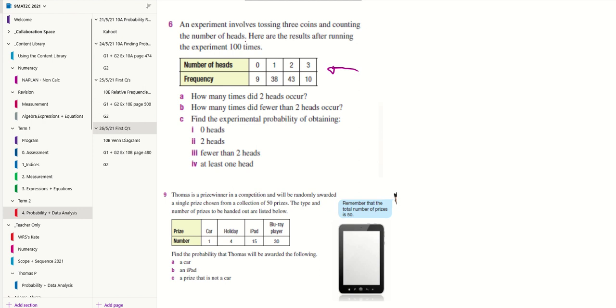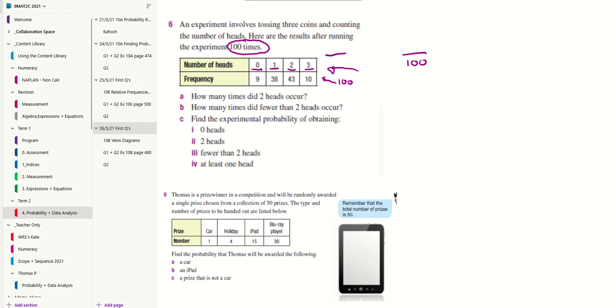Okay, so looking at what we're doing today, the questions are all related to this table. In the sentence up here, it tells us already that this experiment is going to be run 100 times. The experiment involves tossing 3 coins and counting the number of heads. So we can either get 0 heads, 1 head, 2 heads, or 3 heads. And that's what's in this table. These numbers here will add up to 100, and because we have done 100 trials, remember, all of our probabilities are going to be out of 100.